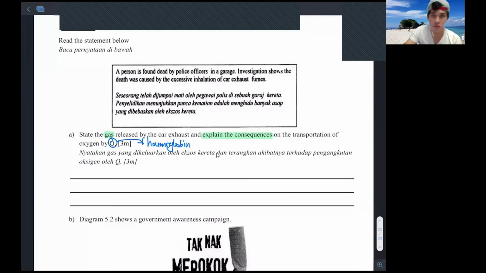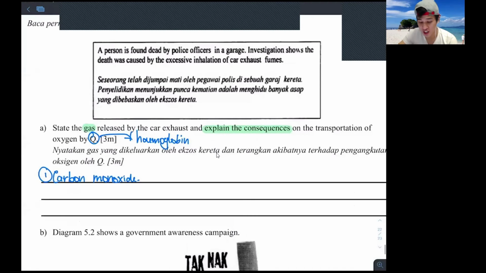Okay, hemoglobin is the one that transports oxygen in your body. As you all know, what type of gas is inside car exhaust? Yes, as you know, number one, the gas in car exhaust fumes is carbon monoxide. Now we're not talking about smoking, but we are talking about the gas that we learned just now, carbon monoxide.